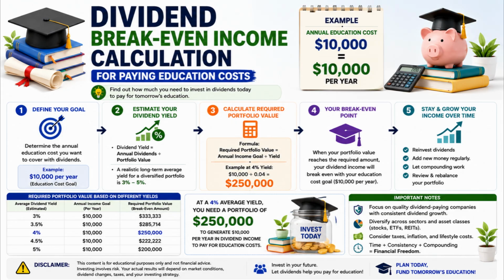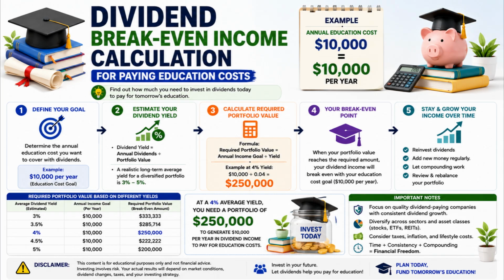Now, let's compare how the required portfolio value changes with different dividend yields. At a 3% dividend yield, you would need about $333,333. At a 3.5% yield, you would need around $285,714. At a 4% yield, the target is $250,000. At a 4.5% yield, you would need about $222,222. And at a 5% yield, the required portfolio value becomes $200,000.